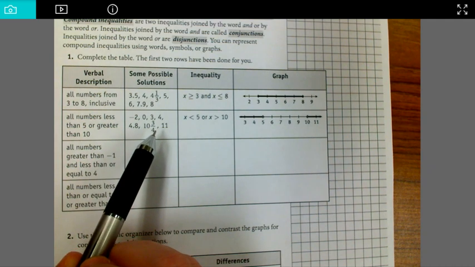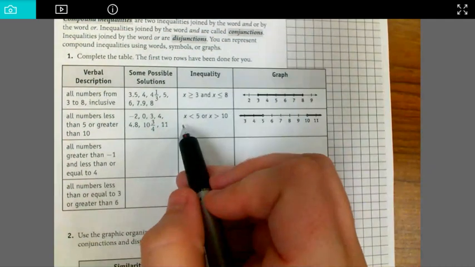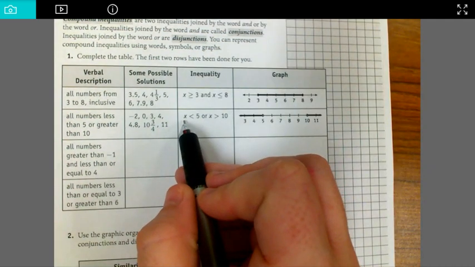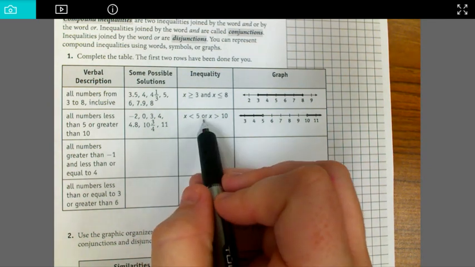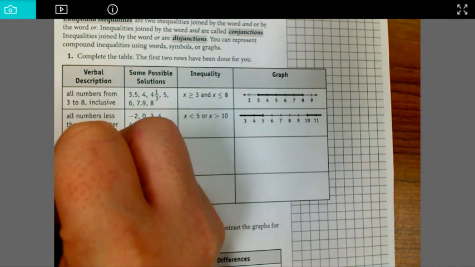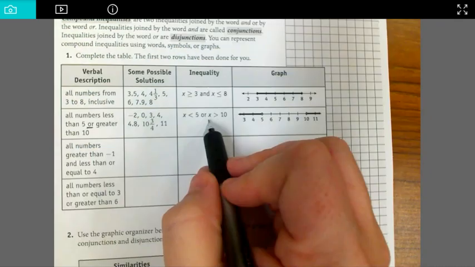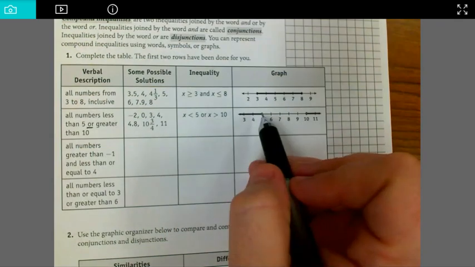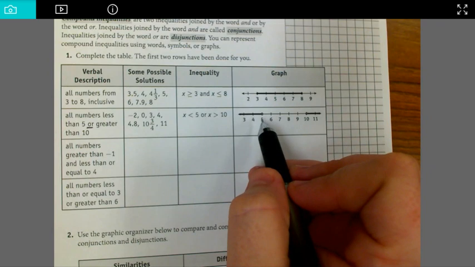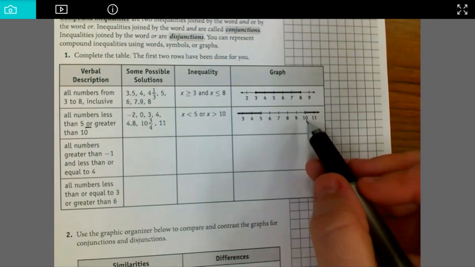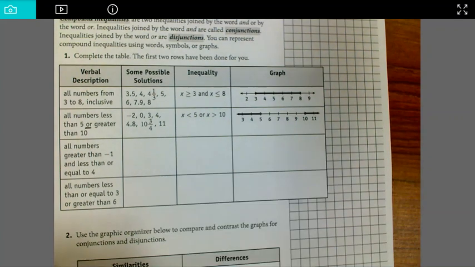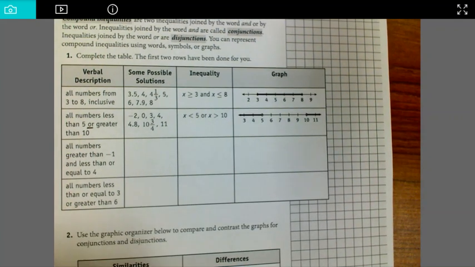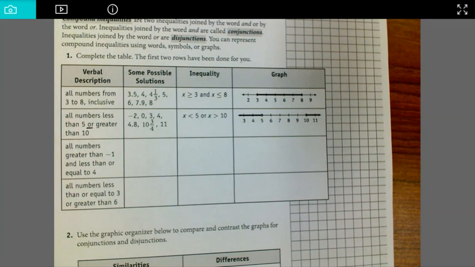11 greater than 10. So they wrote this as 2 separate inequalities, and the first one said x is less than 5, or, because we've used this word right here, x is greater than 10. So they have an open circle at 5 pointing to the left and an open circle at 10 pointing to the right. Let's take a look at line 3.